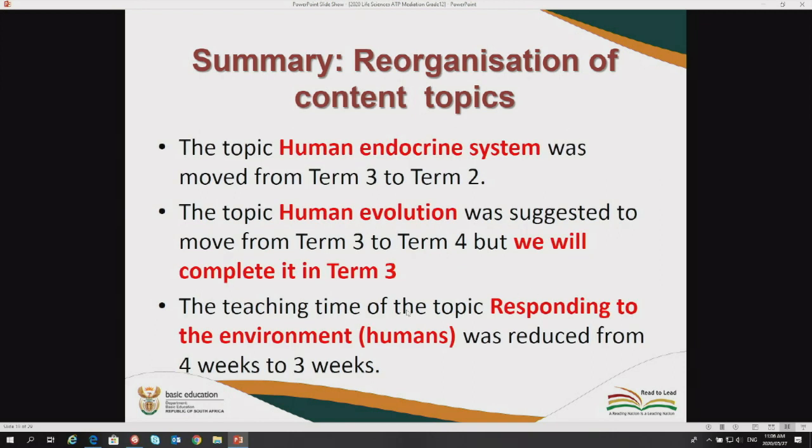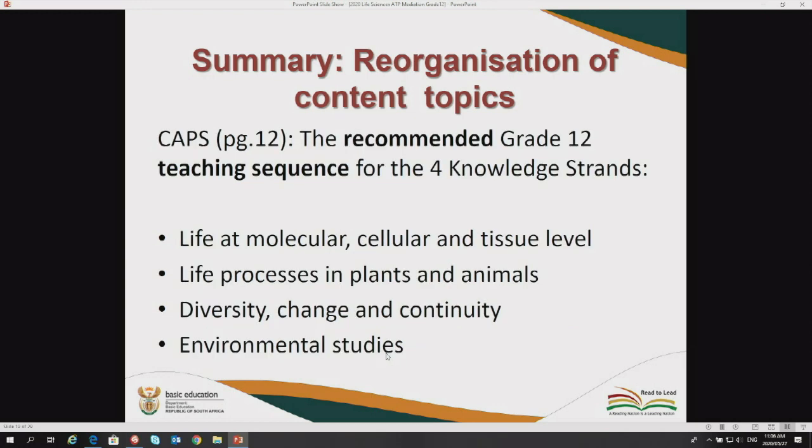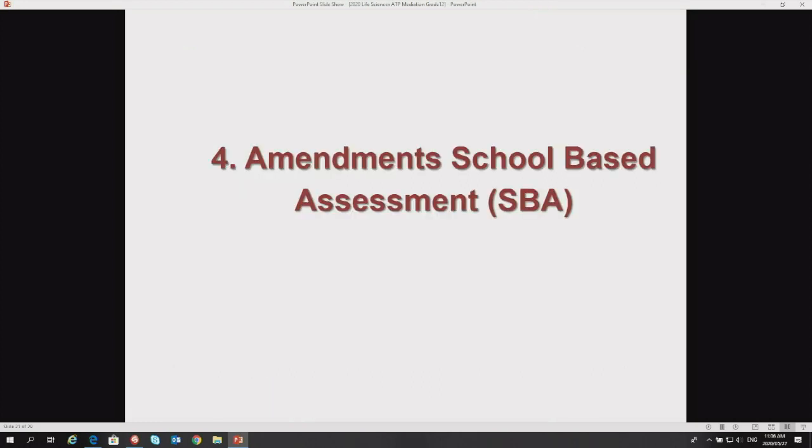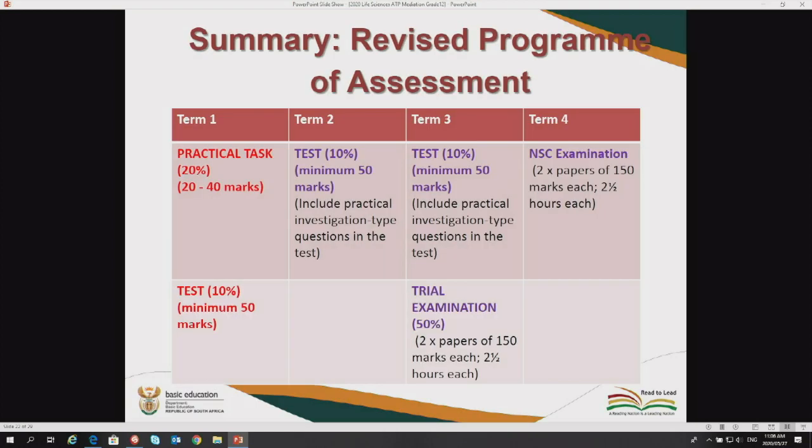And then responding to the environment was also reduced, as we said, from 4 weeks to 3 weeks. Teaching sequence is exactly the same as in the past, or as we have done it in the province. No amendments to content topic weightings, especially for the final exam paper and the trial exam paper, exactly the same as in your current CAPS. Let's look at assessment. We've already spoken about it, but let's summarize it.